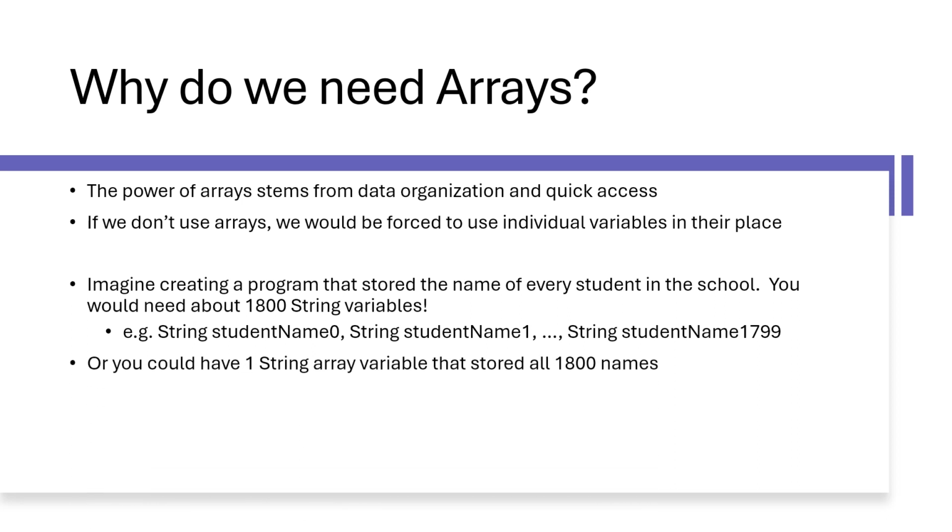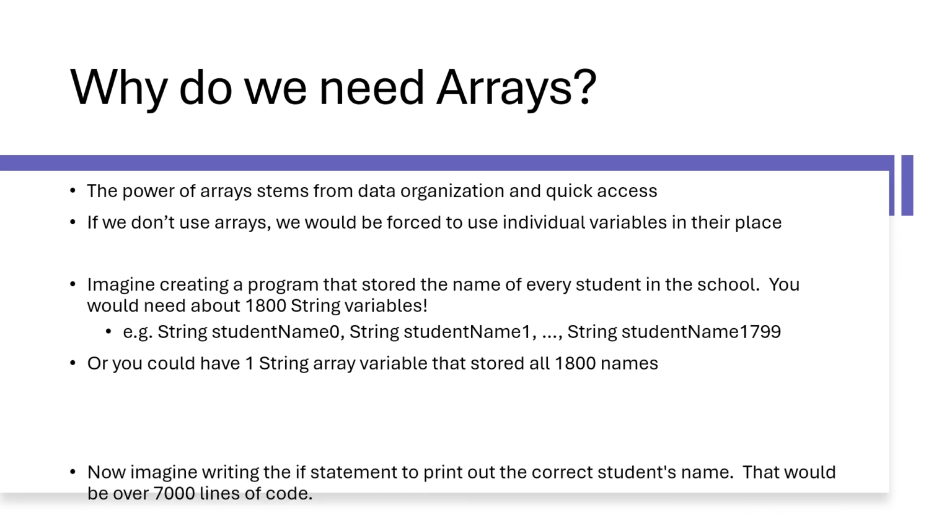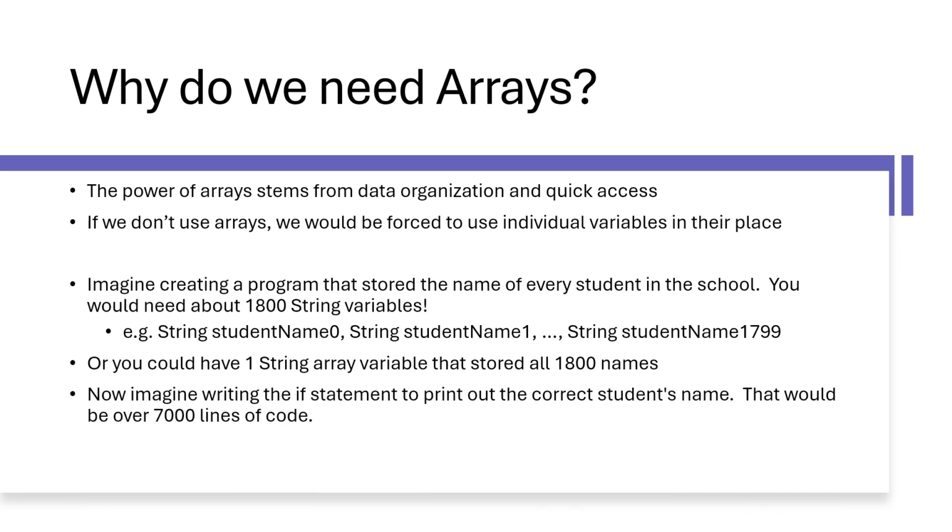Or you could simply have one array that holds a collection of strings, and you can store all 1,800 of those names inside of that one collection. Now imagine writing the if statement that would be required to display a specific name from that collection based on the student number. How would you know? You wouldn't be able to just go to the right one. You'd have to check every single one. Are you student number 1? Are you student number 2? Are you student number 3? And if each one of those takes about 4 lines of code, that's over 7,000 lines of code to write that, just to display a name. With an array, we can do it in 1 line.